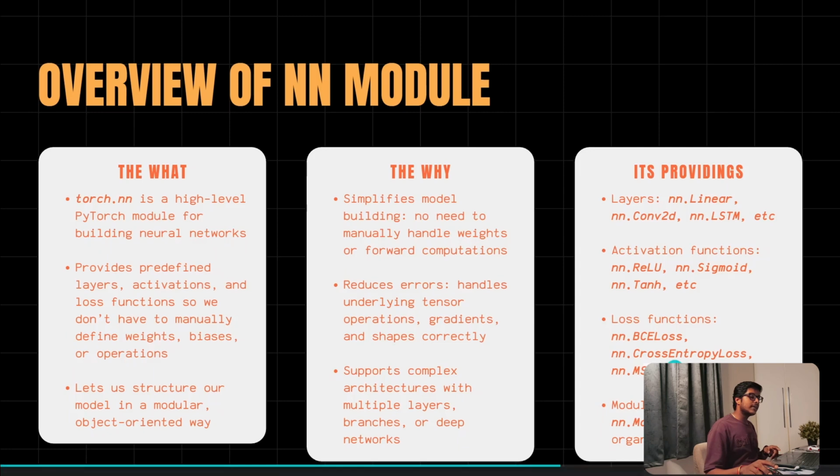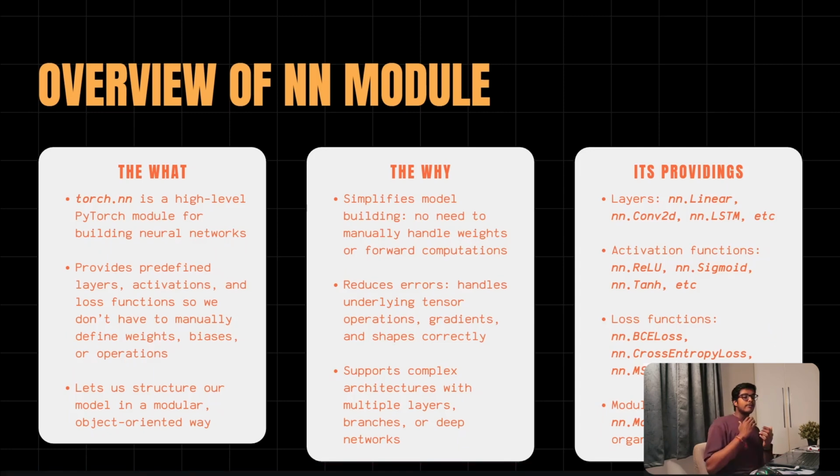And also it has some containers like Sequential and ModuleList, which are basically used for stacking multiple layers. And that makes organization much more beautiful. And that's the beauty of the NN module, which PyTorch provides us for building neural networks in a much more beautiful manner.